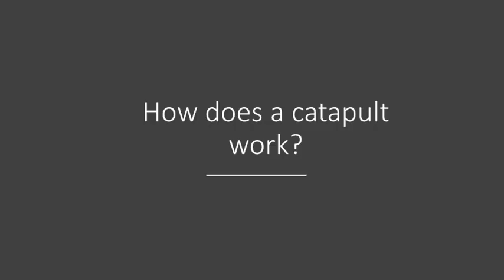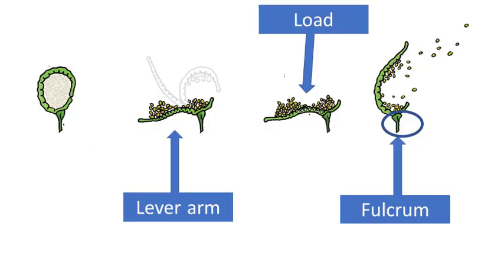Now that we've gone over a few examples of catapult style seed pods, let's talk about how catapults work. Catapults have 3 important parts. The first part is the lever arm. That is the long, flat part of the catapult. Next is the load, and that is whatever materials you're going to put into the catapult to shoot out. And finally, you have the fulcrum. And the fulcrum is something that the catapult will rotate on.